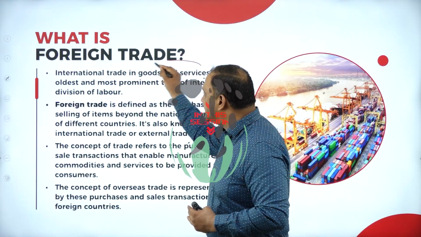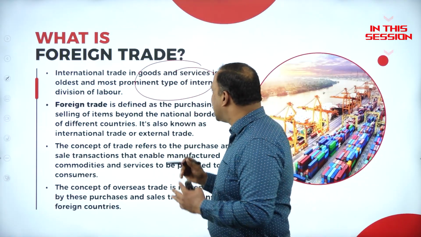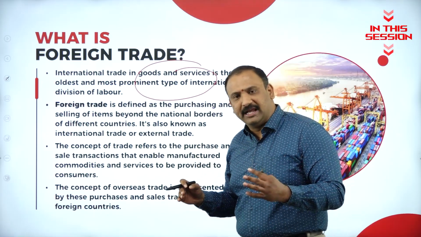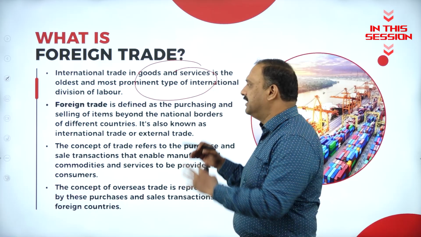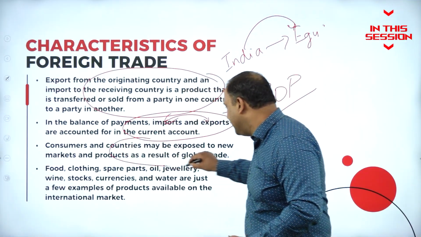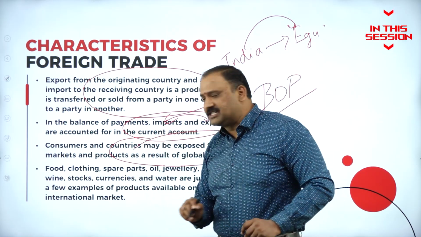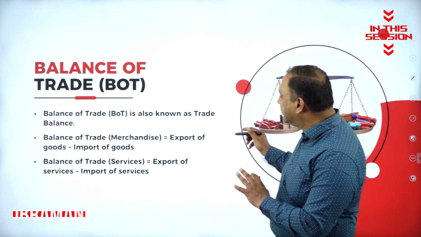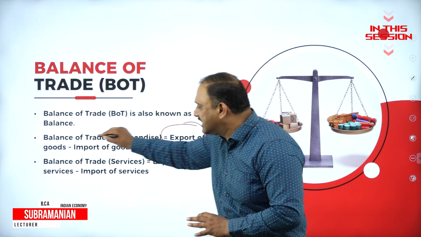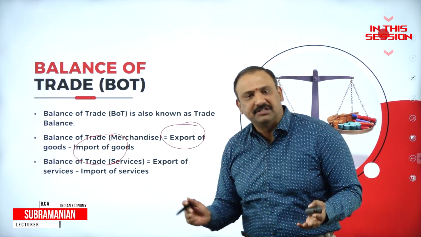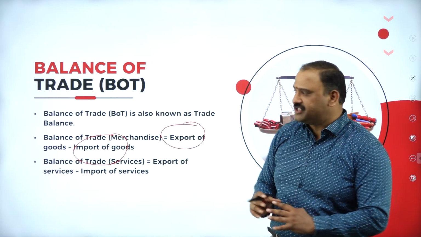International trade in goods and services is the oldest and the most prominent form of the international division of labor. Well, that's what we have all been hearing. Consumers in countries may be exposed to the new markets and products as a result of global trade. Balance of trade is calculated with the export of goods minus import of goods, and balance of trade in services comes with export of services minus import of services.